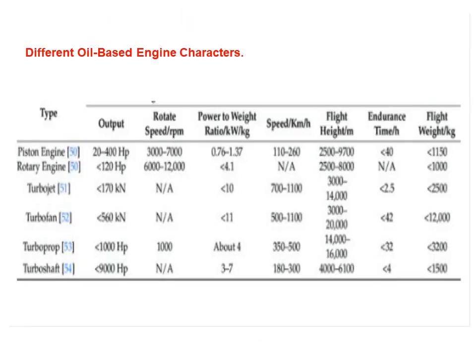This one shows different oil-based engine characteristics. This also has different types of models. The types are piston engine, rotary engine, turbojet, turbofan and turboprop propulsion. The output is based on horsepower, rotor speed, power-to-weight ratio, speed, flight height, endurance time and flight weight. That's why there are different characteristics.